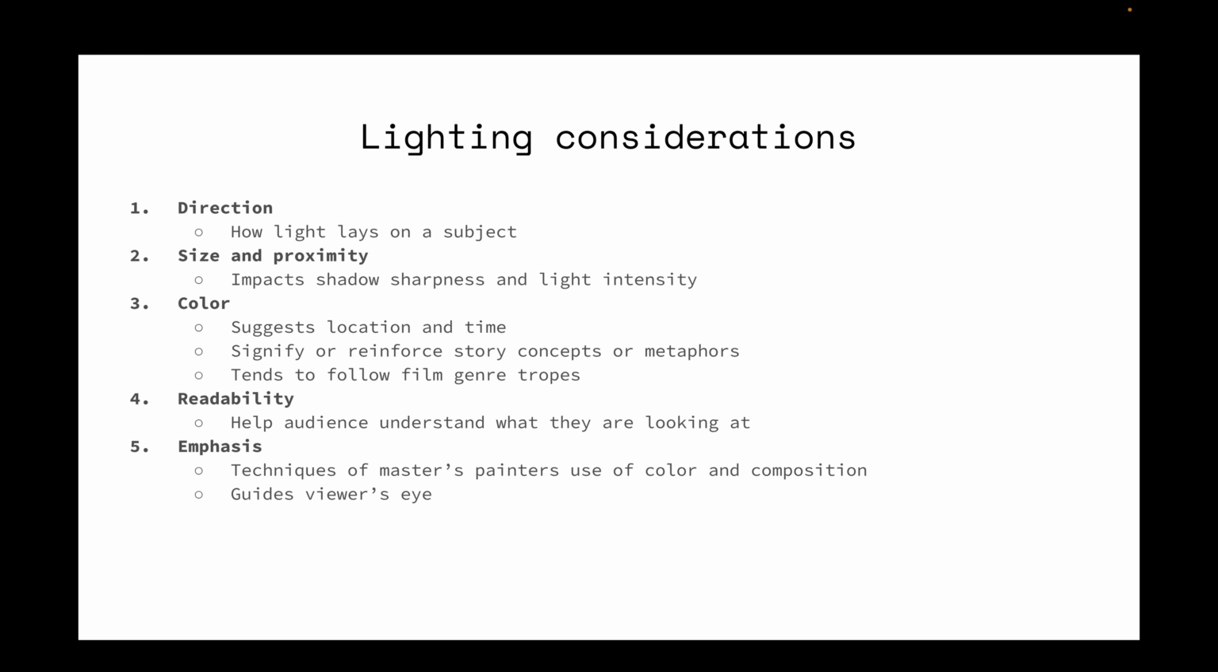Color is useful because it suggests a location and time. For instance, is it a sunset or is it the middle of the day? It can signify or reinforce story concepts or metaphors, and it tends to follow film genre tropes. Readability really refers to whether an audience can understand what they're looking at. Emphasis refers to your ability to use lighting to guide a viewer's eye where you want them to look.